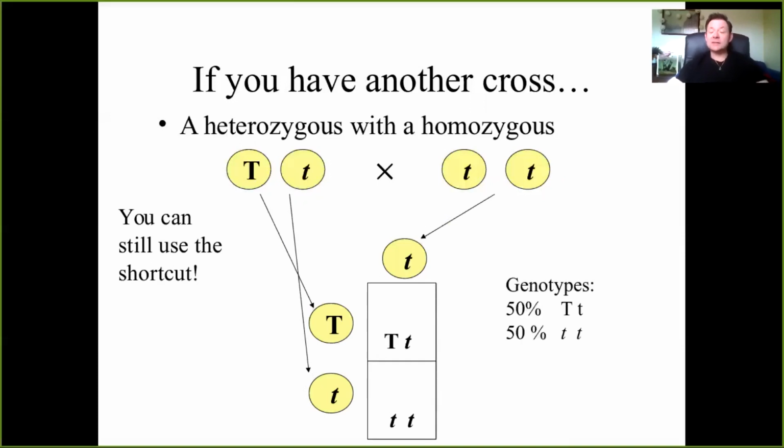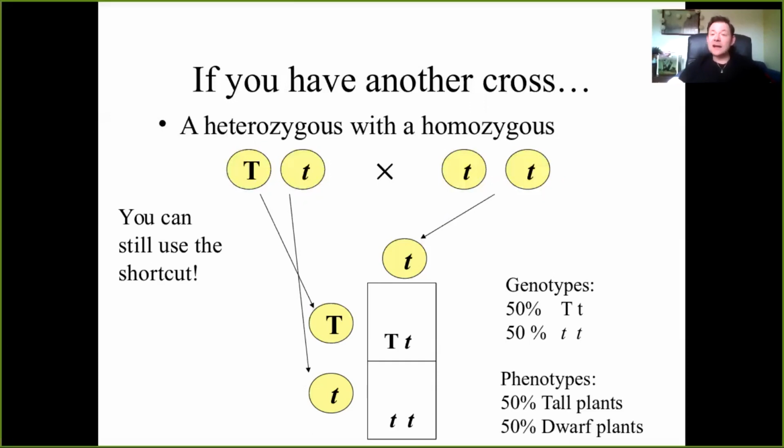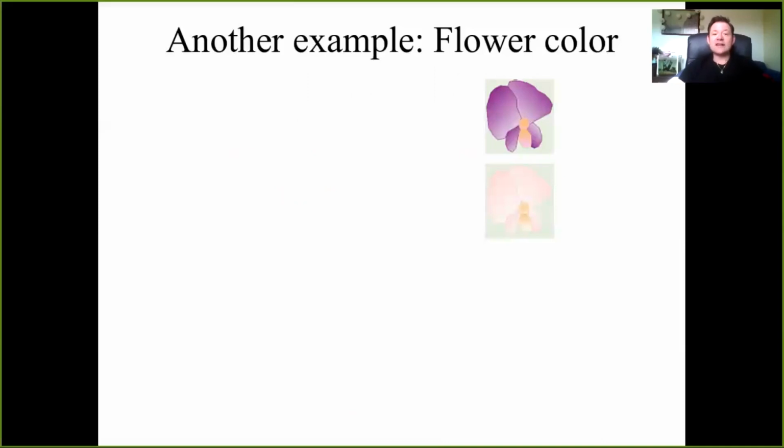Genotypes, 50% big T, little t, 50% 2 little t's. Phenotypes, 50% tall, 50% dwarf, because remember, the big T is dominant, so anything with a big T is going to be tall. Another example, flower color.